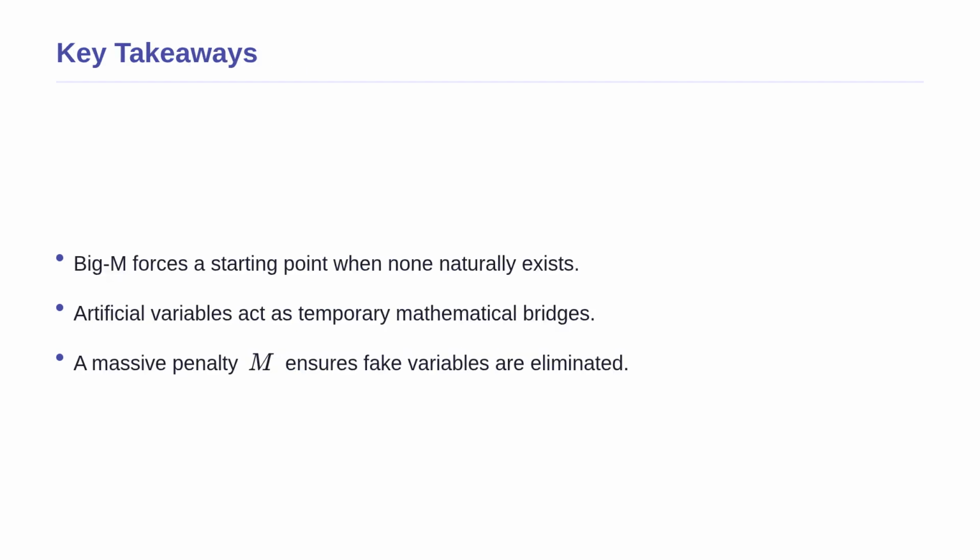Let us summarize the key takeaways from our exploration of the Big M method. First, it is a clever mathematical trick designed to force a starting point in linear programming problems that do not naturally have one. Second, we achieve this by adding artificial variables, which act as temporary bridges to get the algorithm moving. Finally, by attaching a massive penalty m to these variables in the objective function, we guarantee the optimization process will eliminate them, leaving us with the true, optimal, real-world solution. You now have a solid understanding of how to handle complex constraints in linear programming.